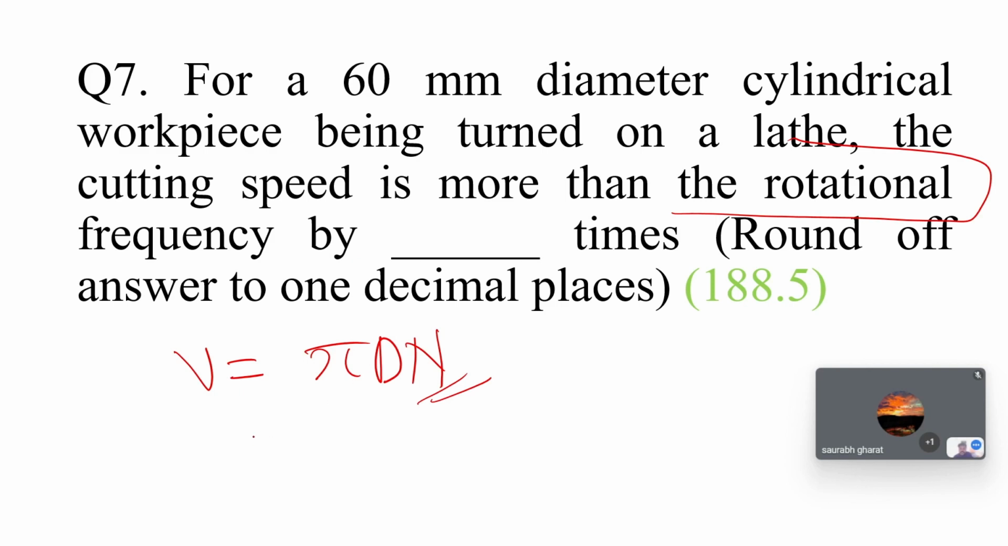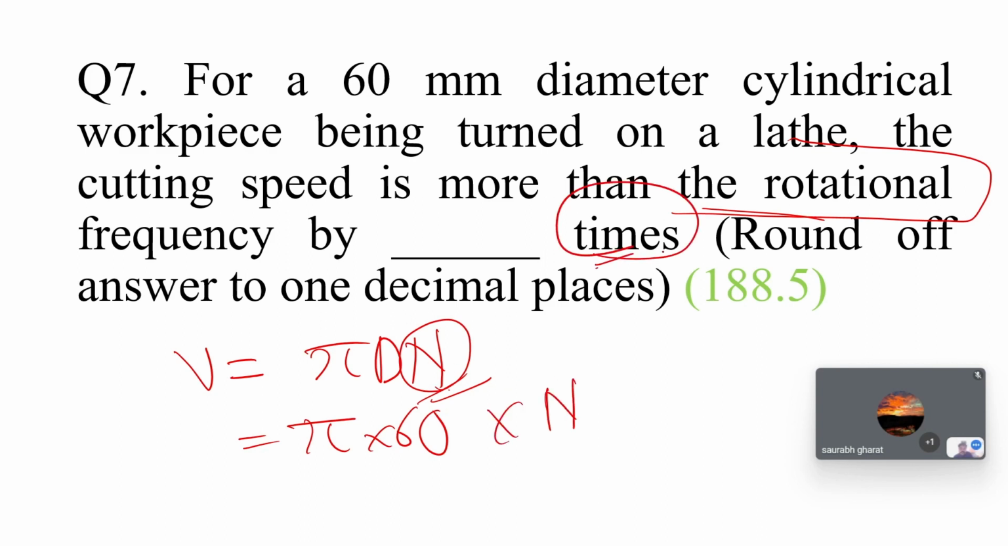So what we have to put here is just pi into your 60 mm diameter into N. The N will take care of how much more than the rotational frequency it is. So it will be into N only here. They are asking how many times here. And what is the answer here? We simply use the calculation: 188.5. Again, why? Because it is rounded to only one decimal place.